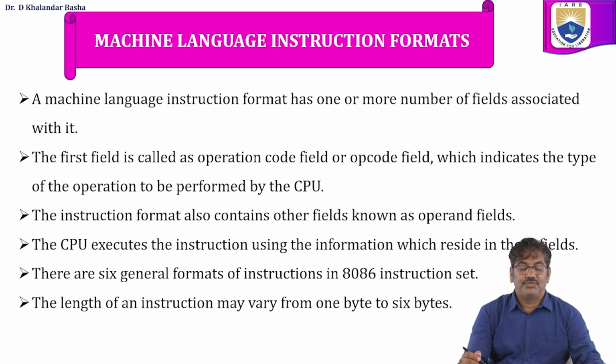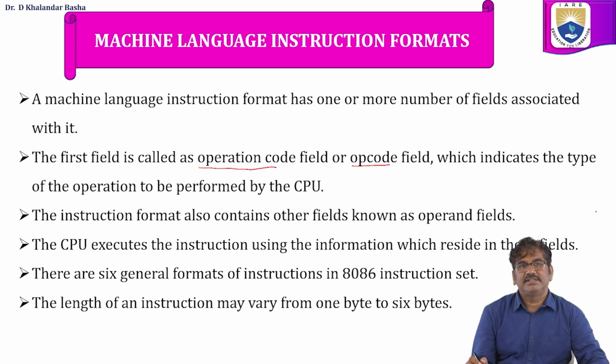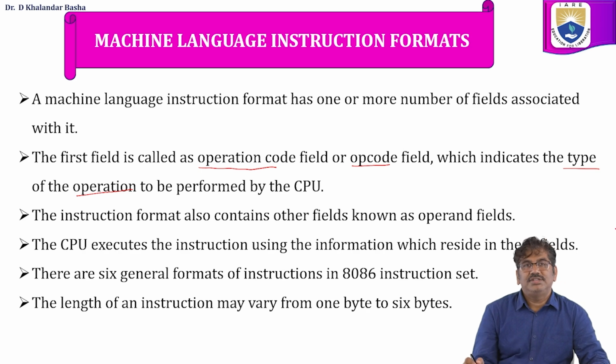So, machine language instruction formats. A machine language instruction format has one or more fields associated with it. The first field is called the operational code, or simply the opcode field, which indicates the type of operation to be performed by the CPU. The instruction format also contains other fields known as operand fields. The CPU executes the instruction using the information which resides in these fields.